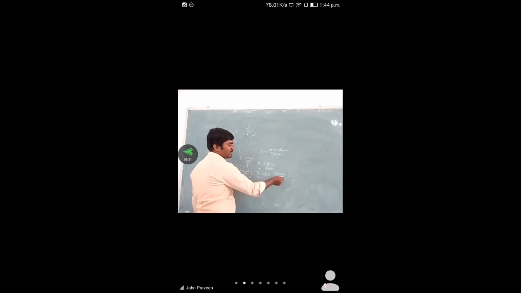So the h value we have substituted here. If you substitute the h value here, what are we getting? B is equal to mu into I into dl sin theta by 4πr square. So this is the previous portion.